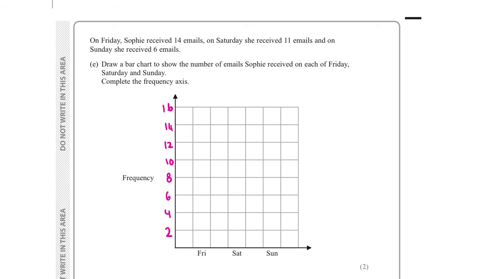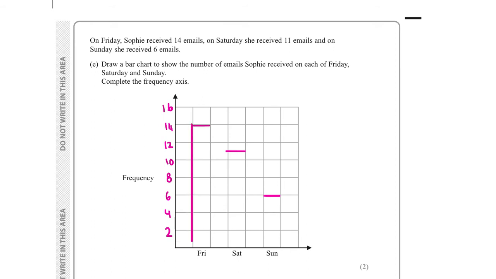Now, with bar charts, we should have equal gaps in the middle. Friday is 14. So, on a Friday, we know we're going to go up to 14. Saturday is 11. Now, 11 is in between 10 and 12. So, I need to make sure it's exactly halfway between 10 and 12. And on Sunday, we have 6. Now, I've put them all... Oh, that's not quite 6, is it? I've done all of my vertical lines first. Now I'm going to do my horizontal. There we go.